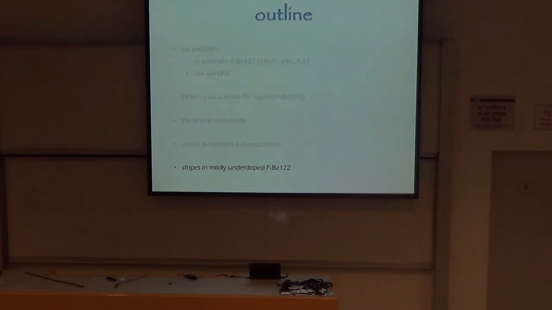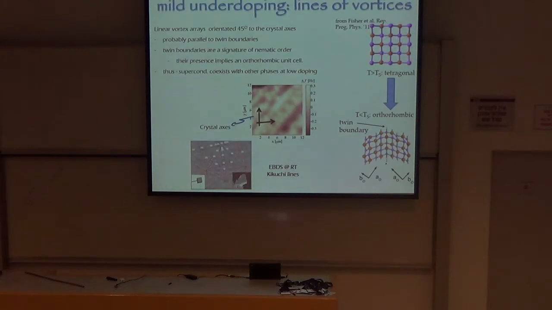The big surprise for us came from mildly underdoped, slightly underdoped samples. When we cooled in a finite magnetic field, we saw these lines of vortices, and these lines of vortices are roughly 45 degrees to the crystal axis. This is the direction of the twin boundary. So these samples are orthorhombic. They start out at high temperature in the tetragonal phase. As you cool down, you get nucleation of orthorhombic domains, and where they meet, you get a twin boundary, and it's parallel to the direction of these lines of vortices.